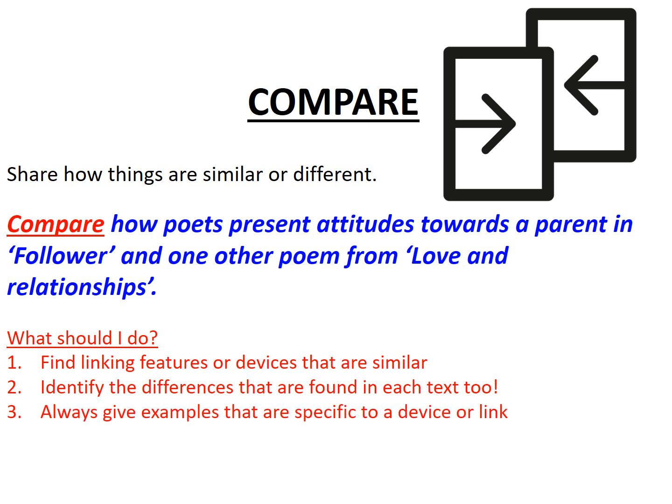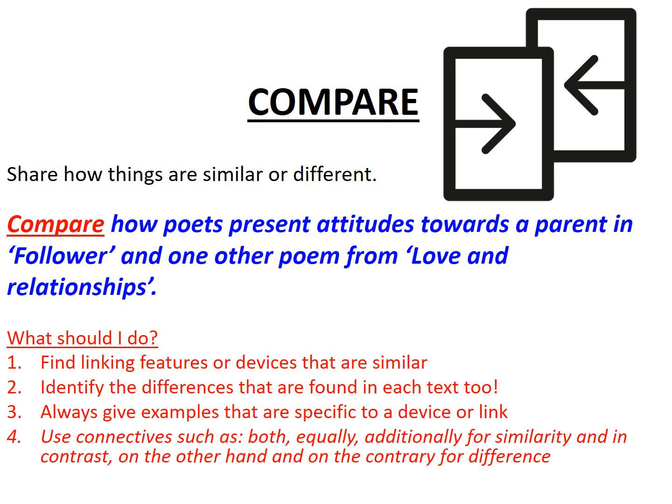As with any analysis, you're bringing in the effect on the reader, the writer's intentions, and you're always offering whether they're similar or different. So as a consequence, you need connectives that show the connection. If they're similar, you're saying things like both, equally, additionally. And if it's different, you're saying things like in contrast, on the other hand, or on the contrary.